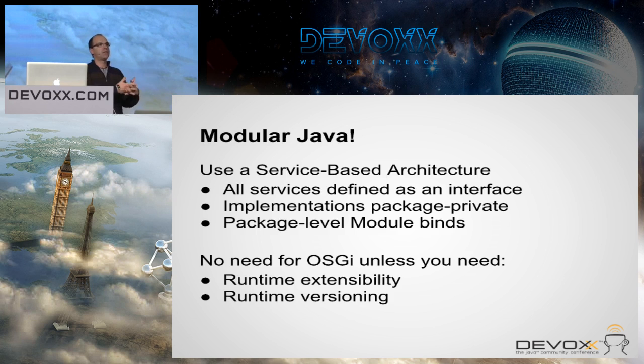Now, the best way to do that, in our opinion, is to do a service-based architecture where you define things as interface and implementation, and then you try to hide as much implementation as you can. And then everybody is just injecting interfaces, and then you can replace such interface implementations with others. Nothing very, very dramatic here.